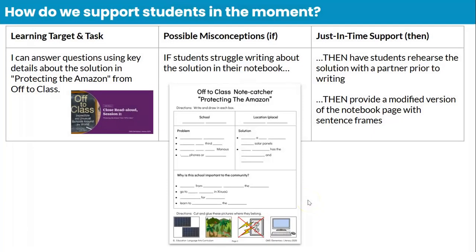Now that we understand the teacher and student actions in the lesson, we can anticipate possible misconceptions and prepare just-in-time supports. During the close read aloud, if students struggle writing the solution, then have students rehearse the solution with a writing partner or provide them with a modified version of the notebook page that includes sentence frames. Supports can be found on All Things Literacy in the Module 1 Advancing Student Learning document and linked here in the slides.